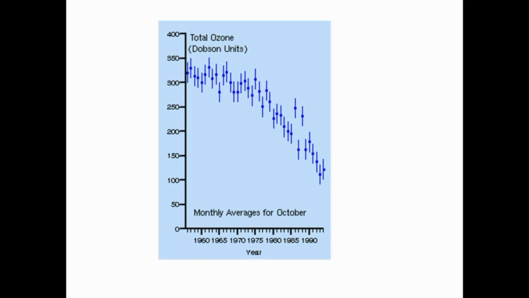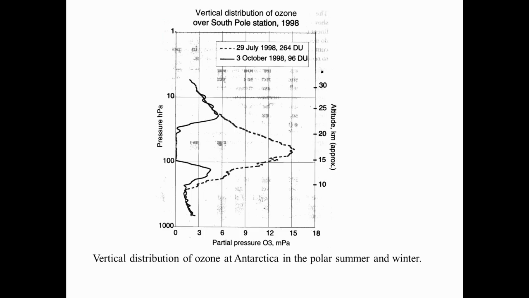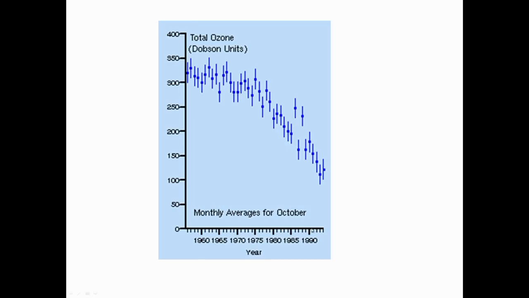So from about 300 Dobson units, the monthly average was shown to decline down to around 100. So from 3 millimetres to 1 millimetre. It doesn't sound as though there's a lot of ozone there, but the change was huge. And that change, these here, were averages for October.